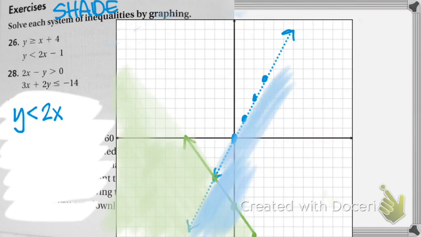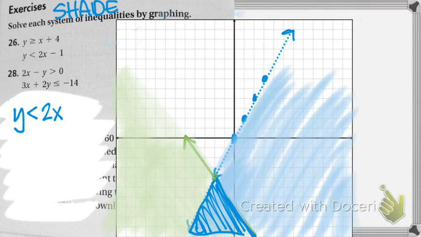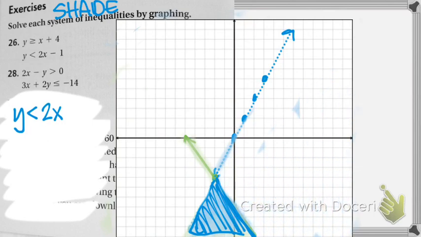And the answer to the system is the area where the two shaded parts crossed, which is this area. So the rest of it's actually not necessary. You don't have to have it on the graph. I just shade it so you can see where they cross instead of having to test everywhere. I just want you to see where they cross. So that's your answer.